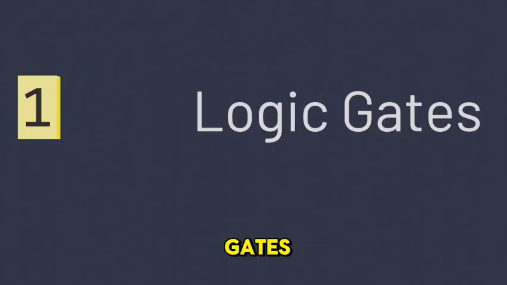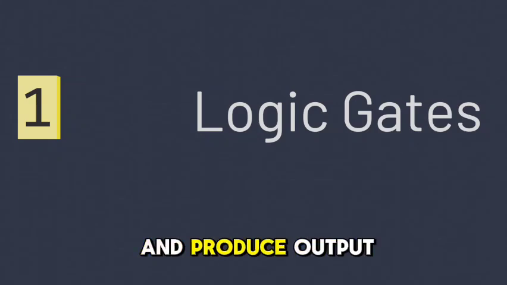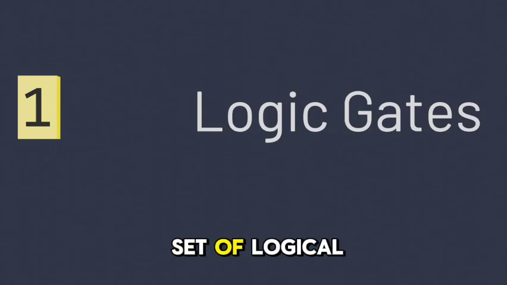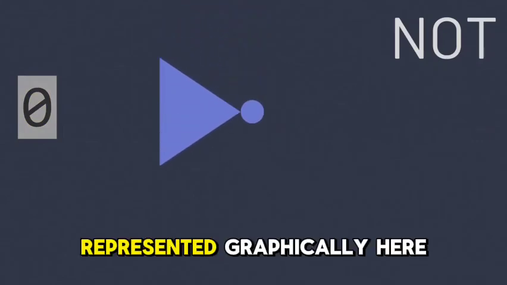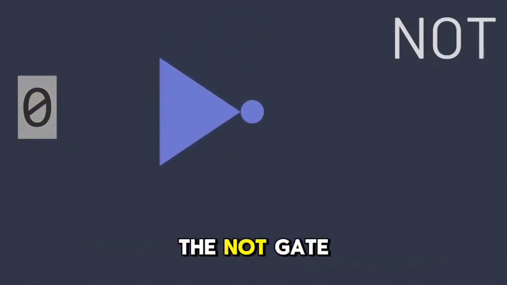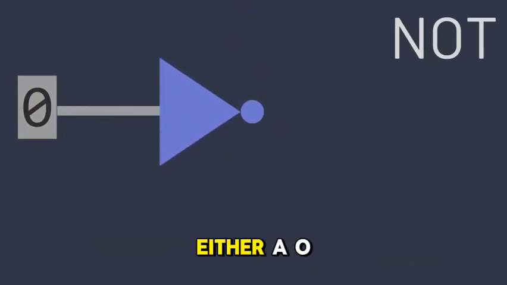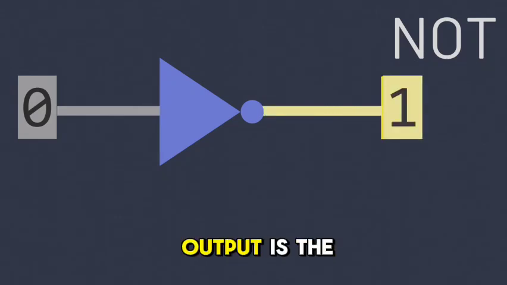Next is logic gates. Logic gates are the building blocks of computer circuits. They accept input and produce output according to a set of logical rules. One of the simplest logic gates is the NOT gate, represented graphically here. The NOT gate takes a single input, either a 0 or a 1, and inverts it, so that the output is the opposite of whatever the input is.